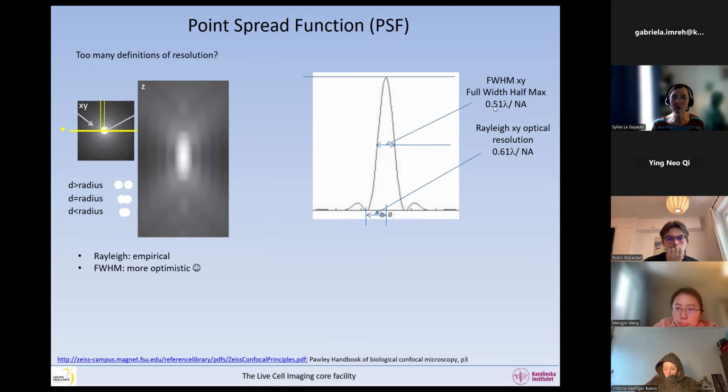So clearly the full width half max is more optimistic, because your blob will appear to be smaller, because you're calculating here instead of calculating here. It's a little bit smaller, so it's more optimistic. And now we have another equation.